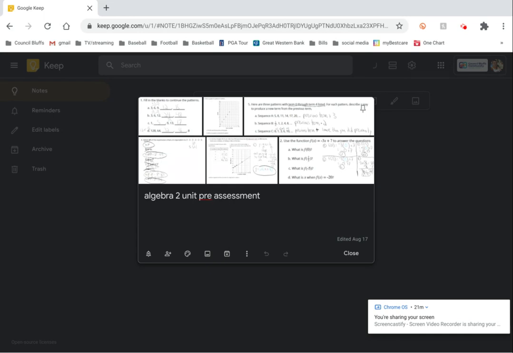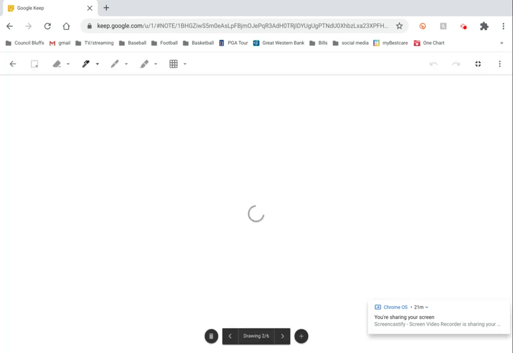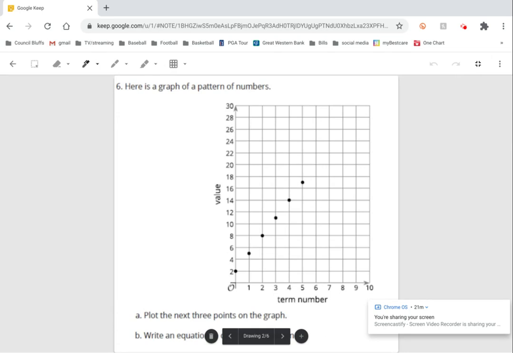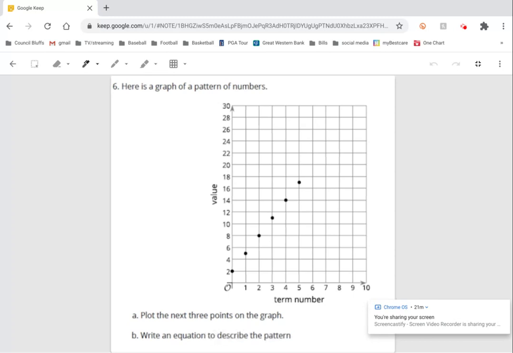Now we're up to number 6, and that is the last question. Here is a graph of a pattern of numbers. Plot the next 3 points on the graph. So if we look at the pattern here, it looks like we have a linear graph again. It looks like a straight line. So if we look at the points here, it looks like we go from 2 to 5 to 8. So the pattern here is we're adding 3 every time.